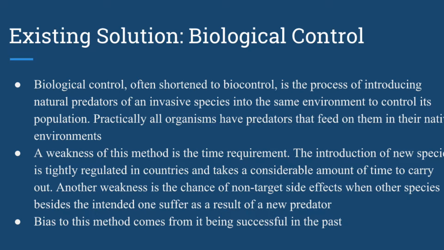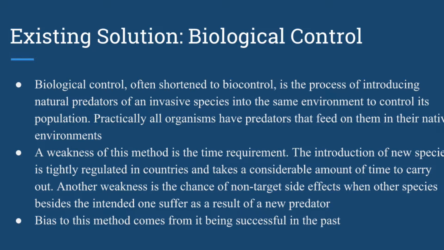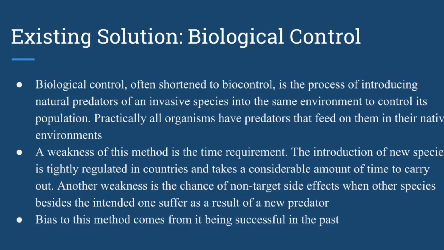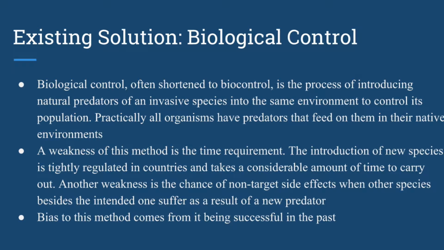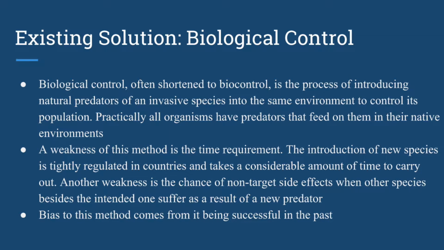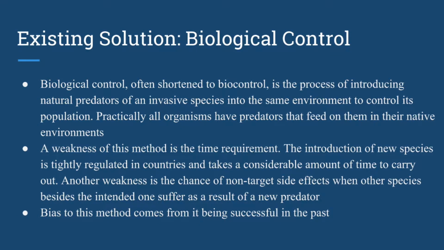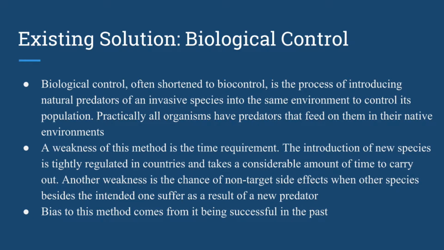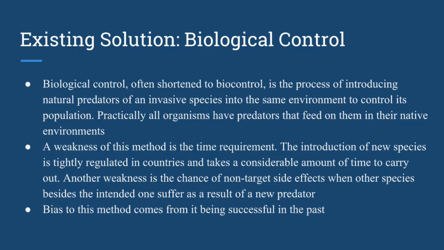We examined the existing solutions, and the first one we looked at is biological control. Biological control, often shortened to biocontrol, is the process of introducing natural predators of invasive species into the same environment to control its population. Practically all organisms have predators that feed on them in their native environments. In an ecosystem where a foreign species is running amok, a predator native to the same environment as the foreign species will be introduced in the same ecosystem to control it.